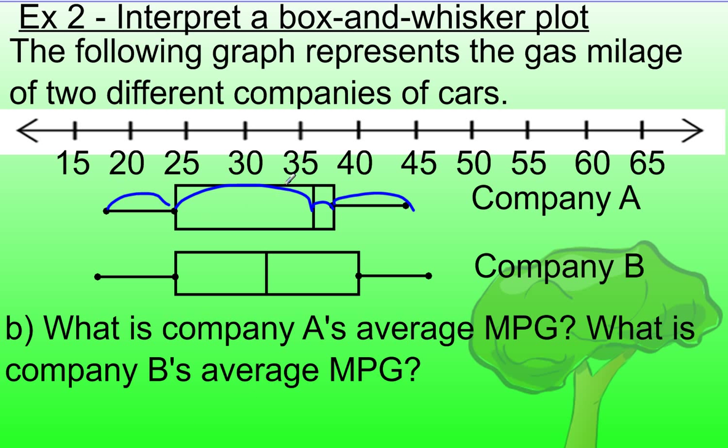Okay, so the middle of company A would be the median. This guy right here. This is the median of company A, which is about 36. So company B, the median would be right here, and that's about, I don't know, what do you say, call it 32, 32.5 or something miles per gallon.